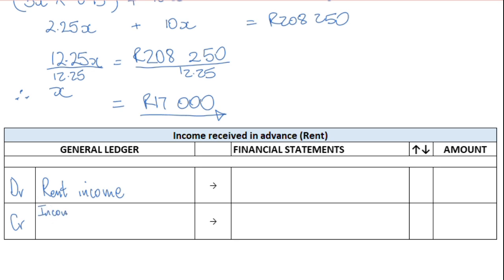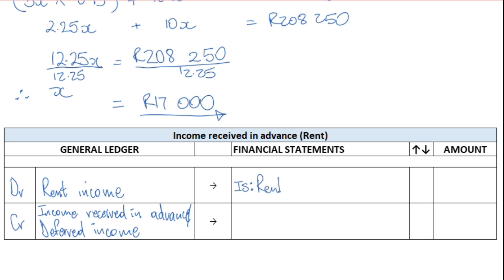We will then recognize a liability called income received in advance, or you can say deferred income, by crediting the income received in advance account. In other words, we are converting the rent for March from being an income amount to a liability amount because it is owed to the tenant.